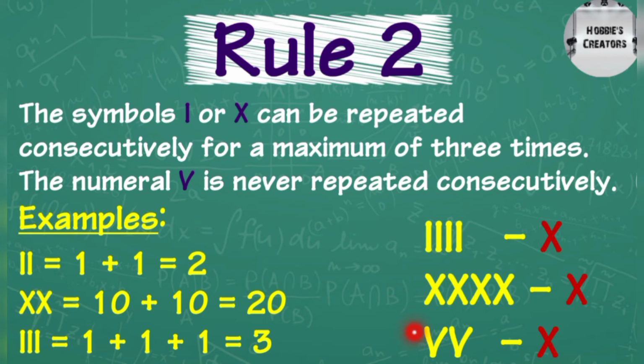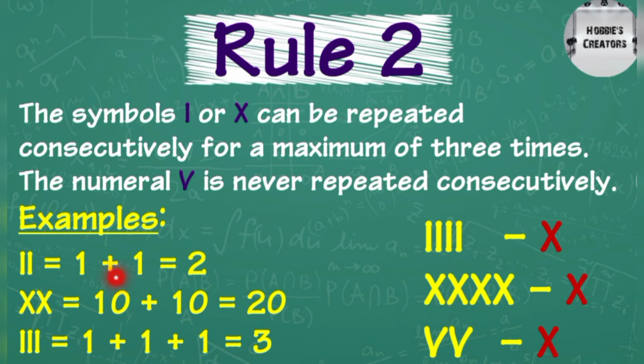So 5. Here we have written 2V, right? In the rule they have given that the numeral V can be repeated only one time. We cannot repeat it again and again. So here V is nothing but 5, and another 5 is given. So 5 plus 5 is 10. But we have the Roman numeral for the number 10, right? That is nothing but X. So it is not possible. So these three are not possible.